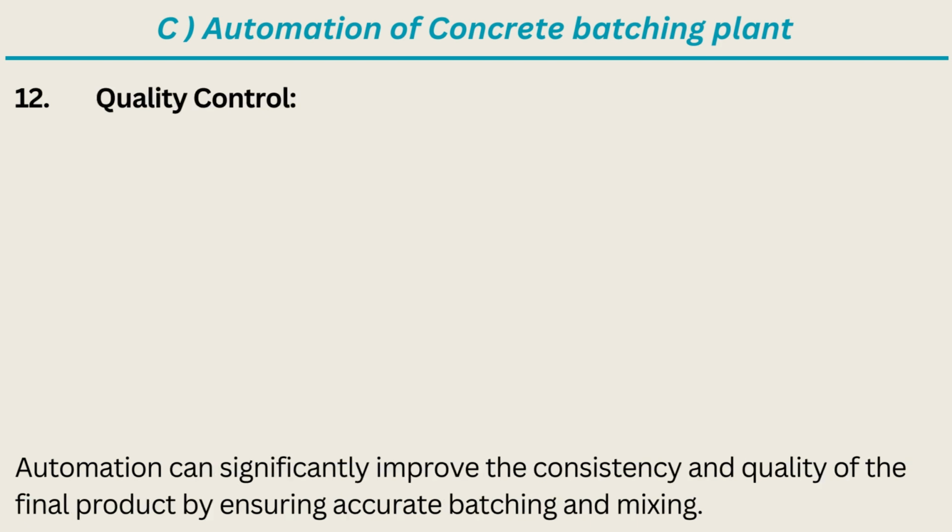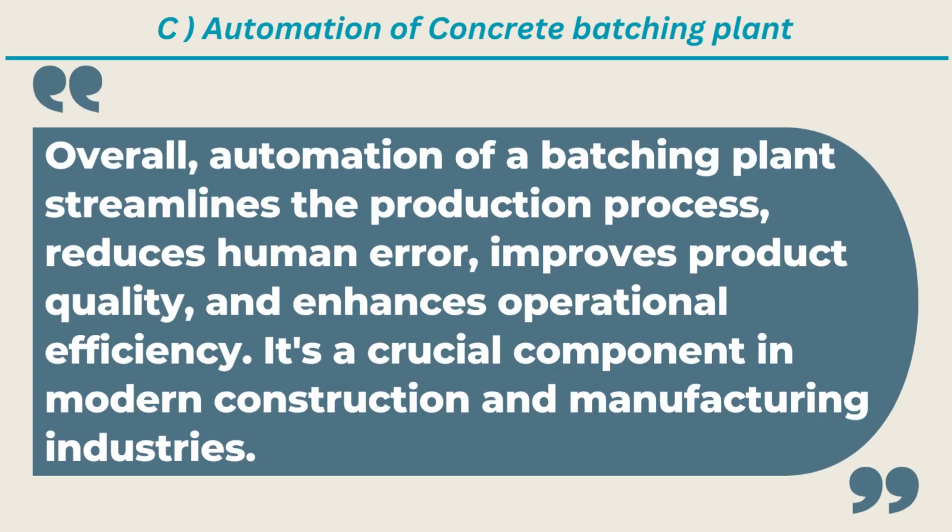12. Quality control. Automation can significantly improve the consistency and quality of the final product by ensuring accurate batching and mixing. Overall, automation of a batching plant streamlines the production process, reduces human error, improves product quality, and enhances operational efficiency. It's a crucial component in modern construction and manufacturing industries.